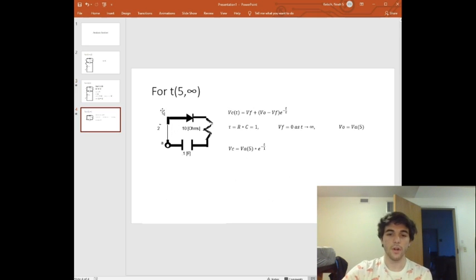So then for t equals 5 to infinity, we open switch 1, so our circuit will look like this. And our governing equation is that Vcapacitor(t) = Vf + (V0 - Vf) times e^(-t/tau). Tau is equal to RC, which conveniently gives us 1. Vf trends to 0 as t goes to infinity, and V0 is equal to Va(5). So our equation is Vc = Va(5) times e^(-t).